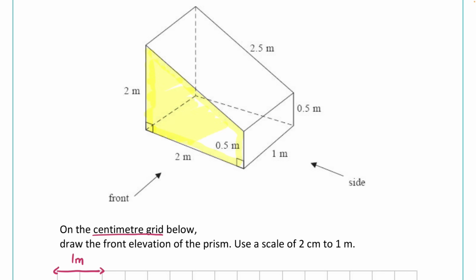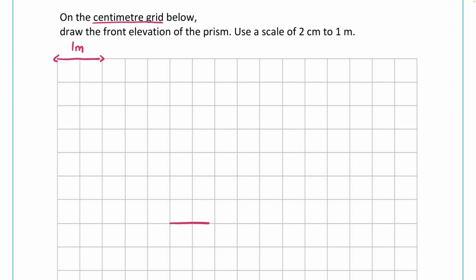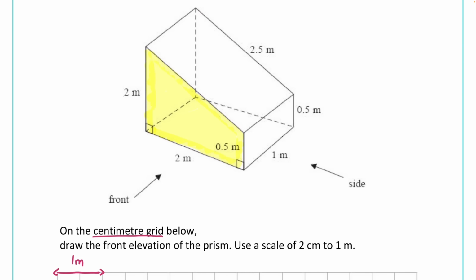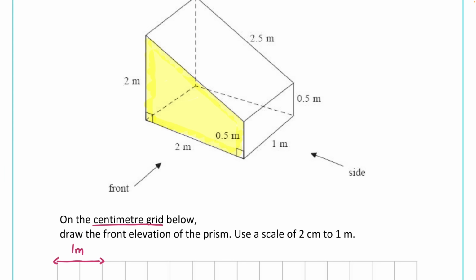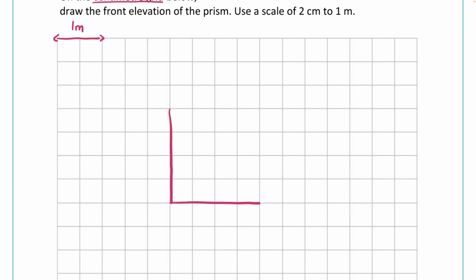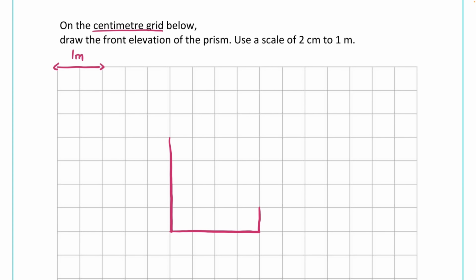So best thing to do would be to first draw the base, as that's got 2 metres. So if we draw the base to start with, 2 metres would be 4 squares. I want to give myself enough space to draw this. So 1, 2, 3, 4. I then want to draw the height, which is also 2 metres. So that's going to be 4 squares as well. There we go. I can then draw this 0.5 here. 2 centimetres is 1 metre. That's only half a metre, so that's only going to be 1 centimetre. So 1 square going up. And then it's just connecting them together. We've just got that slanted line that connects them. And there we go.